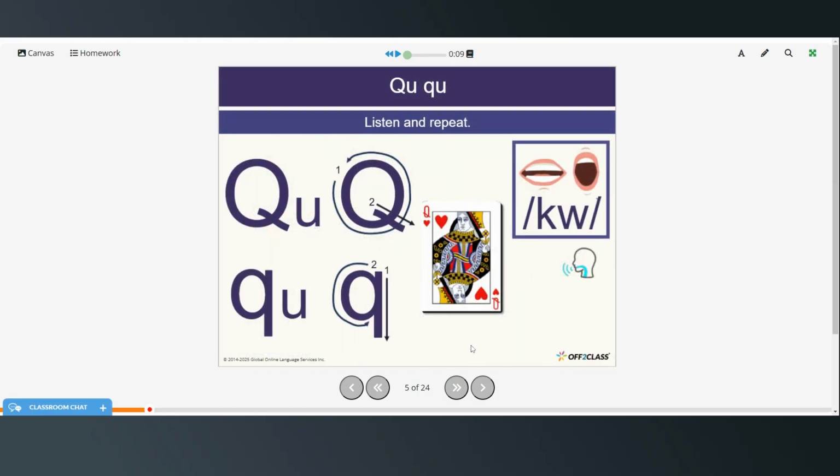All right, now we're going to learn a couple of new sounds. So here we have the letter Q, and in English, Q is almost always followed by a U. So we already know how to write the U. So here we have the capital Q and the lowercase q, and pay attention to the mouth position. It's kind of a combination between the K and the W. So let's listen. Qu, qu, qu. Queen.